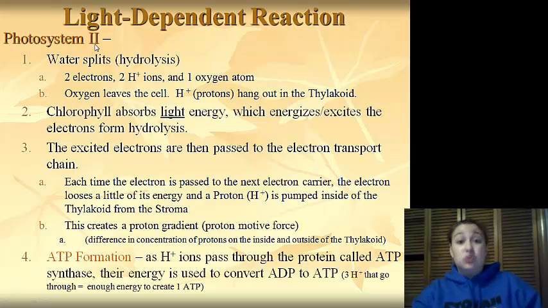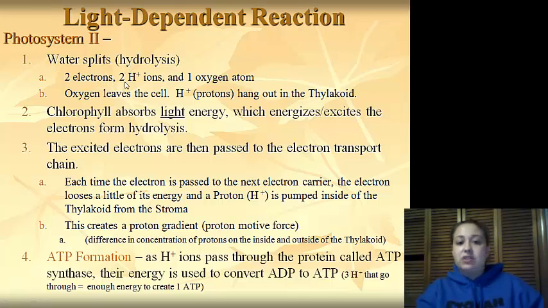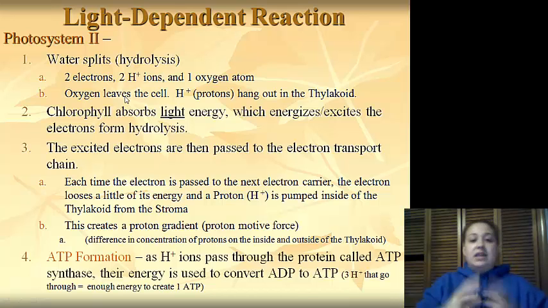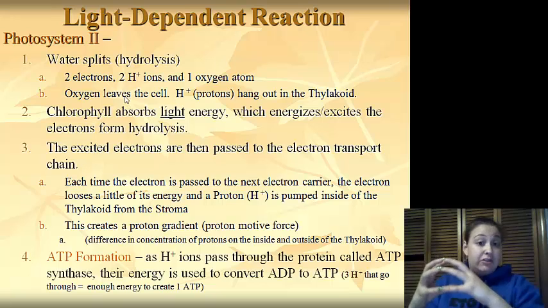Photosystem number 2 is first. Yes, I know it's backwards, but that's what happens. Water splits during hydrolysis, hydro meaning water, lysis meaning to cut. It creates 2 electrons, 2 H+ ions, and 1 oxygen atom. The oxygen leaves the cell. The H+, or the protons, hang out in the thylakoid to be used later.